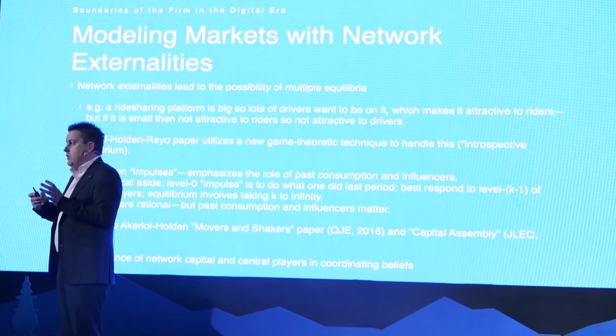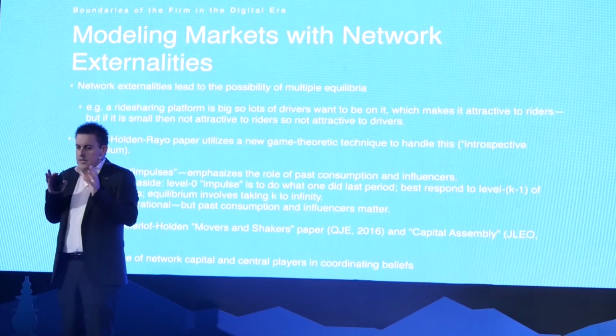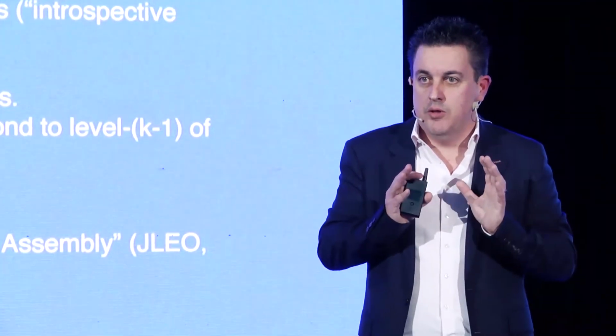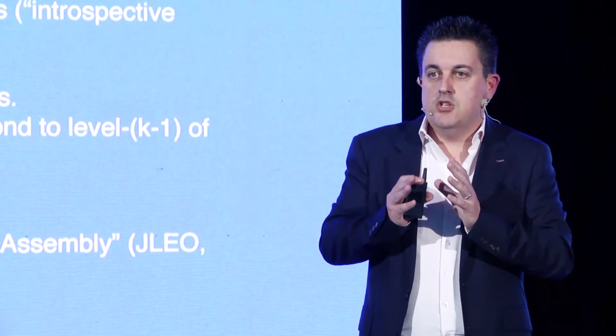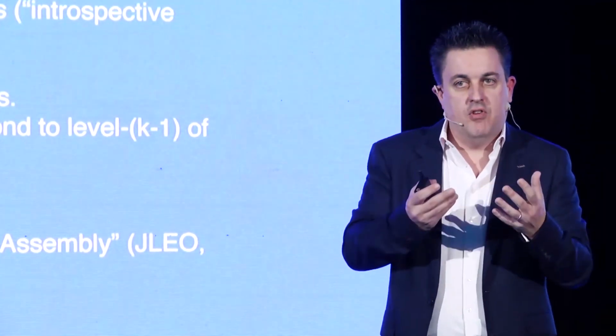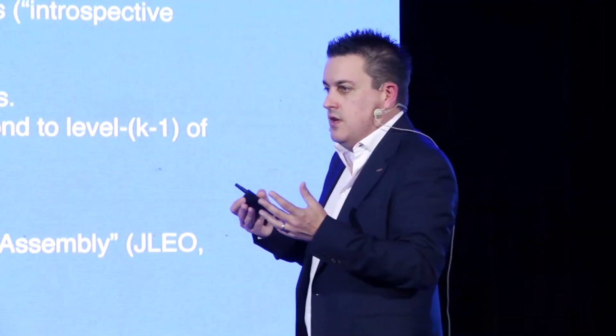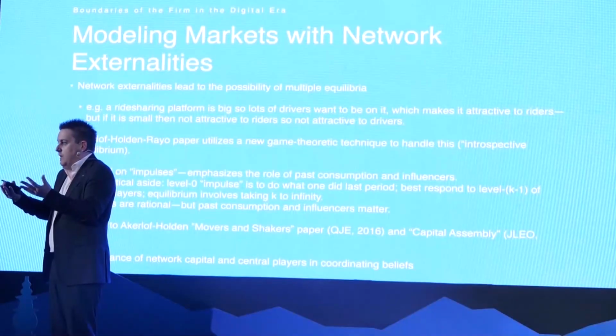So the challenge with thinking about, as an economist, how to model these markets is that these kinds of markets give rise to what we call multiple equilibria. So you could imagine a platform that's very popular. Think of a ride-sharing platform, for instance, where there's lots of drivers on it, which makes it attractive to me as a rider to be on because the car's going to come very quickly for me.